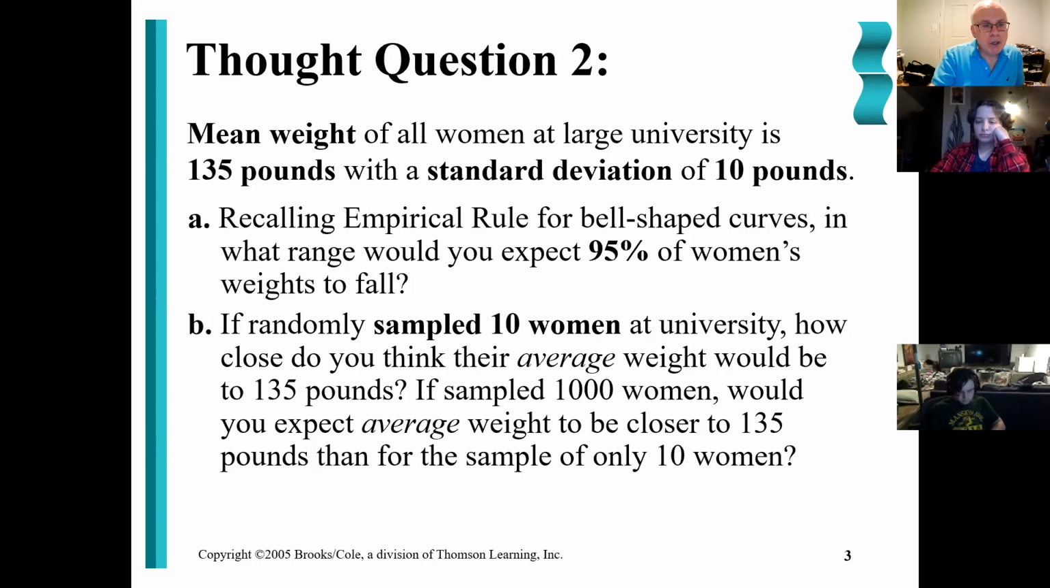All right, let's look at B. If we randomly sample 10 women at this university, how close do you think their average weight would be to 135 pounds? Would you expect that to be in a more narrow range than the range we came up with in part A?